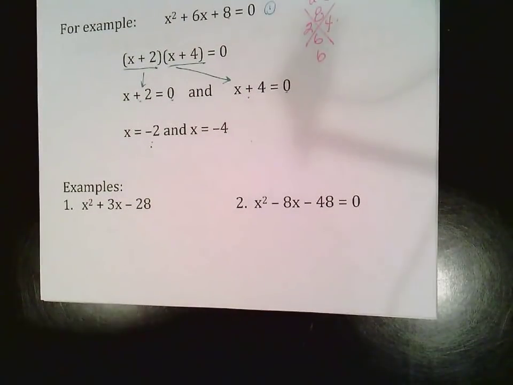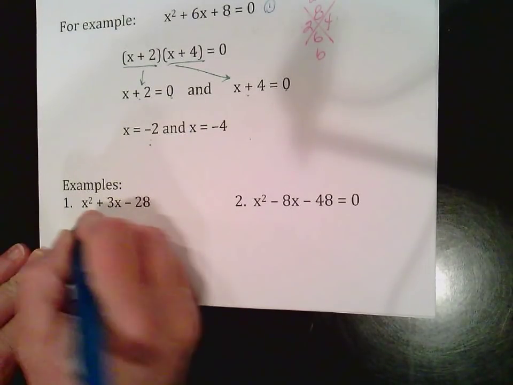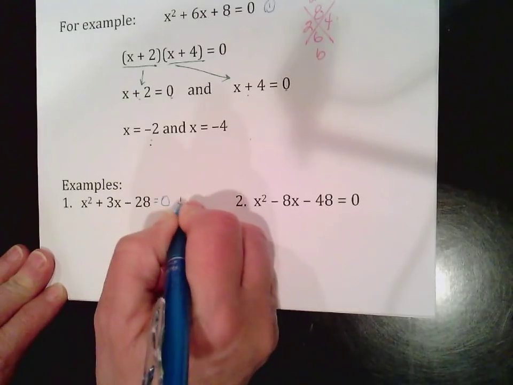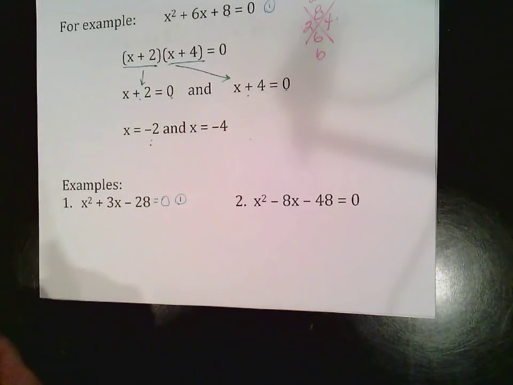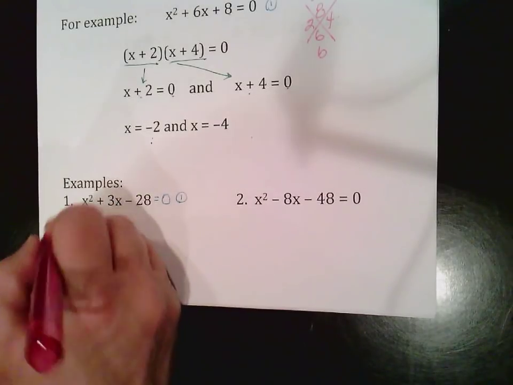All right, so let's try this on a new example. First thing I'm going to do is set this equal to 0. That's step 1. Step 2 would be to look for greatest common factor. I don't see a greatest common factor there, so we get to move on. I'm going to split the middle to factor the trinomial.